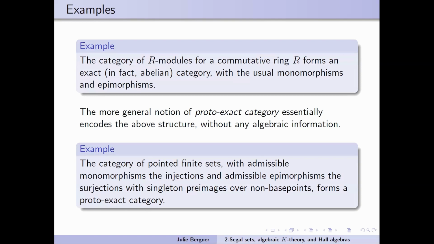And so you can get non-algebraic examples like the category of pointed finite sets. This forms a proto-exact category. The admissible monomorphisms are just the injective maps, and the admissible epimorphisms are a little more quirky. These are the surjective maps, but the preimages over things that are not the base point are just singletons. It's just what it has to be. This ends up forming a proto-exact category. It's not exact, but it behaves in the ways that we need.